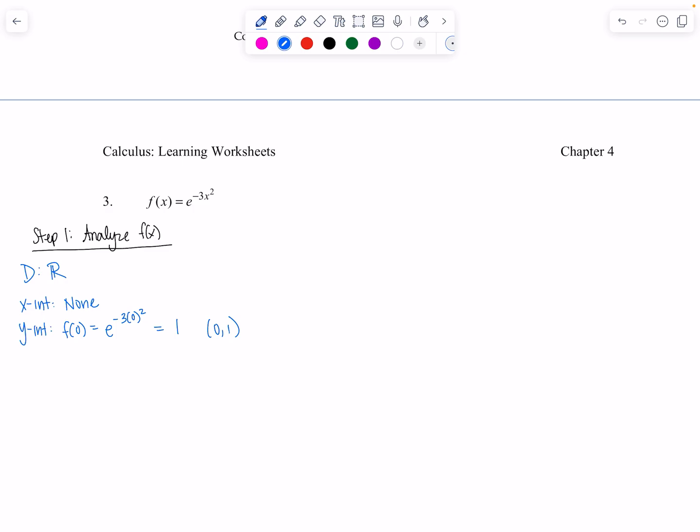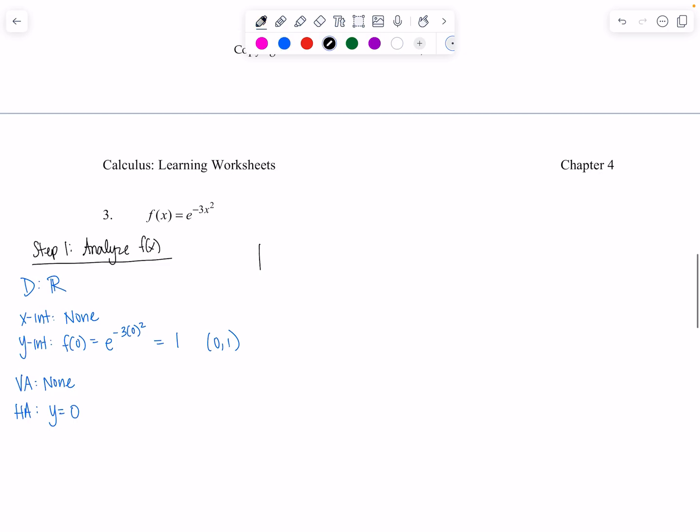Vertical asymptote, since our domain's all real numbers, we have no vertical asymptote. Horizontal asymptote, if we take the limit of the function as it goes to infinity, our horizontal asymptote gets closer and closer to 0, right? We plug in bigger and bigger numbers, it gets closer and closer to 0. Okay, so next step.